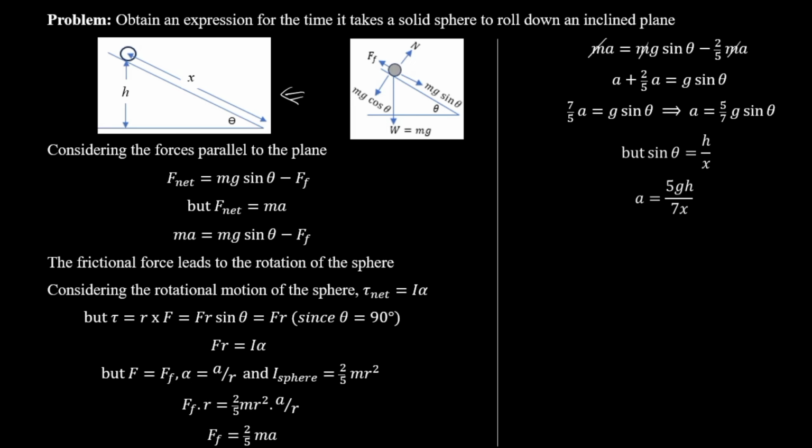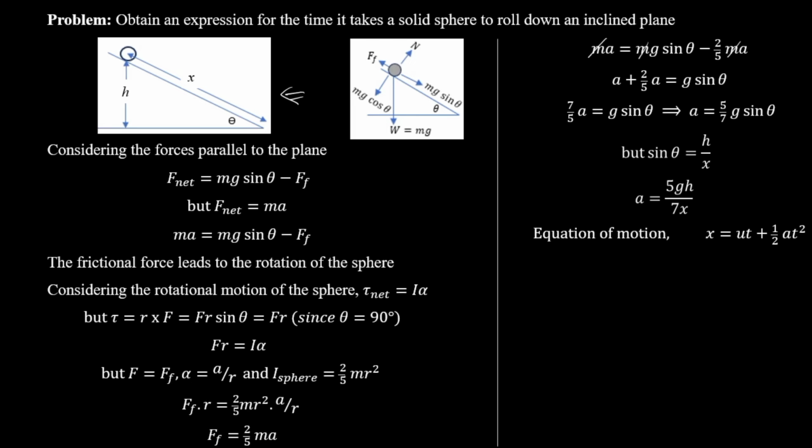Now, having found the expression for the acceleration, don't forget our task is to find the time. So what connects acceleration and time? We'll have to bring up equations of motion, and the most suitable one for this problem is x equals ut plus half at squared, where x is the distance covered by the sphere, u is the initial velocity, t is the time it takes the sphere to roll down the plane, and a is the acceleration.